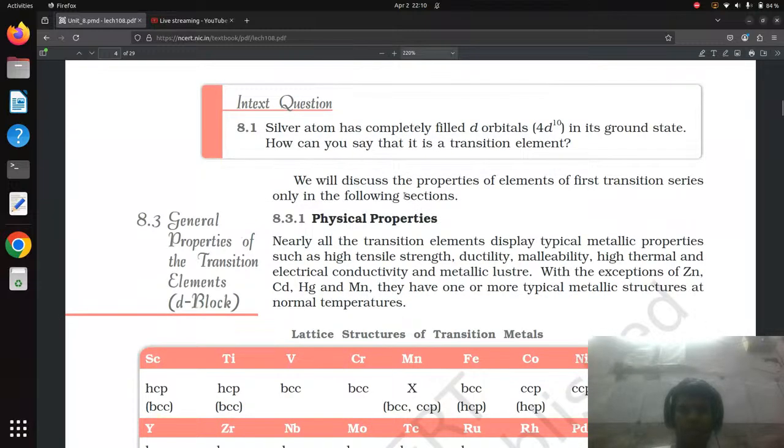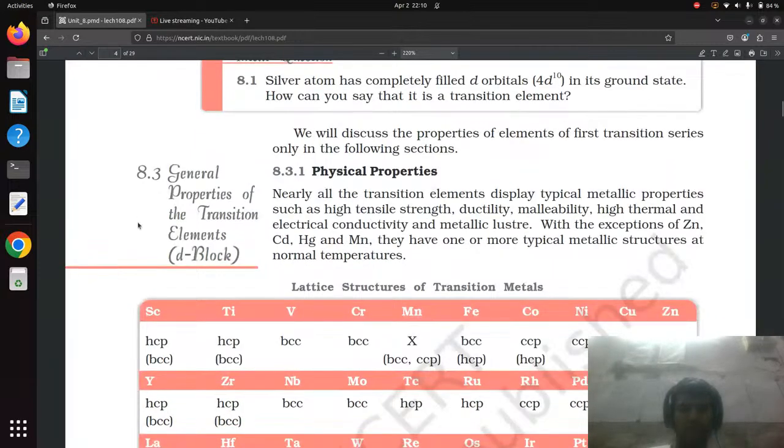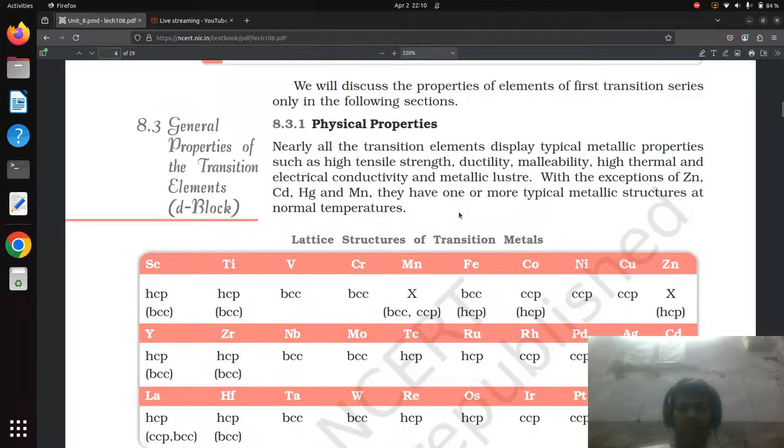We will discuss the properties of elements of the first transition series. Physical properties. Nearly all transition elements display typically metallic properties such as high tensile strength, ductility, malleability, high thermal and electrical conductivity with metallic luster. With the exception of Zn, Cd, Hg and Mn, they have one or more typical metallic structures at normal temperatures.